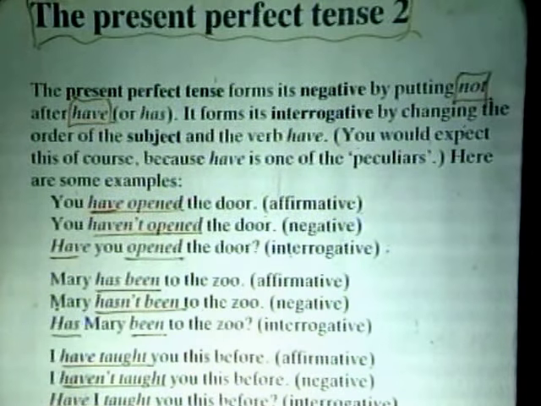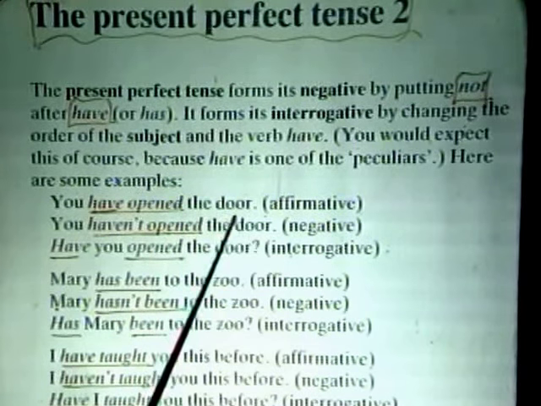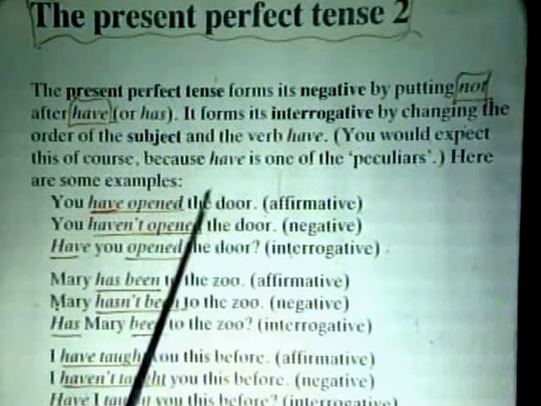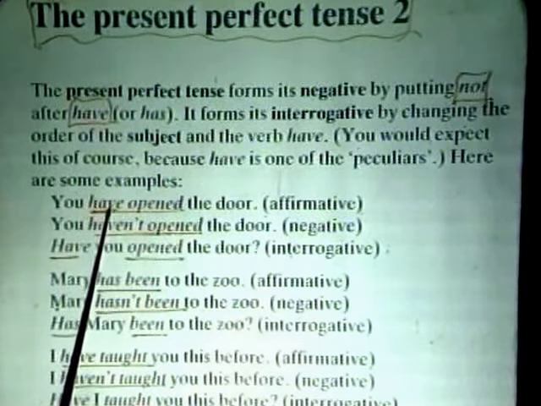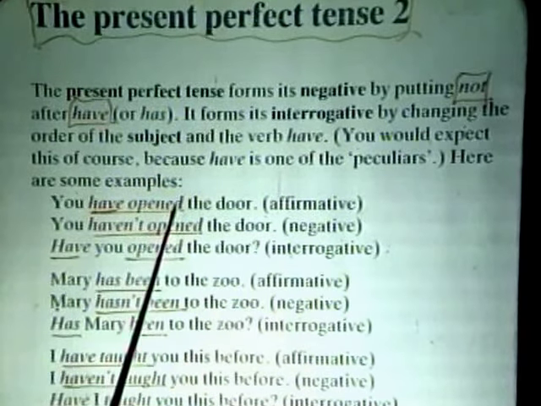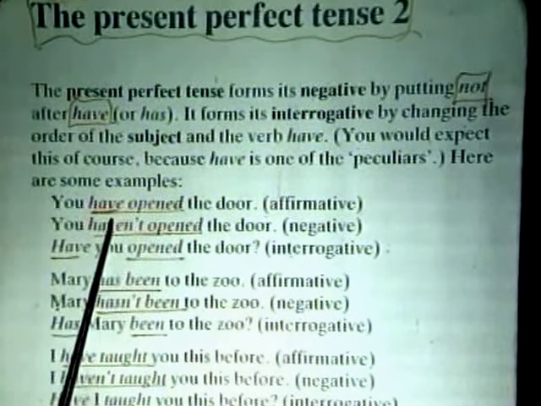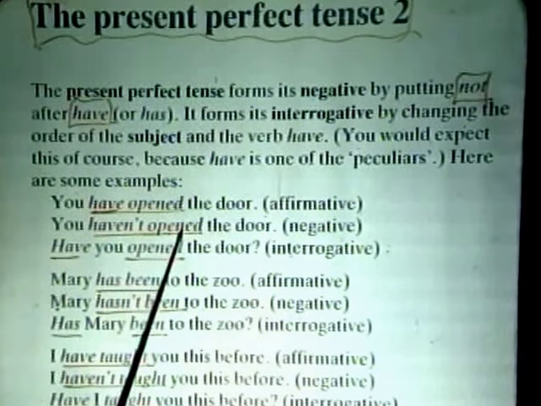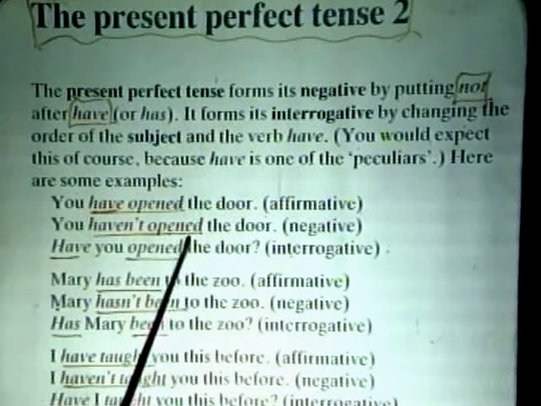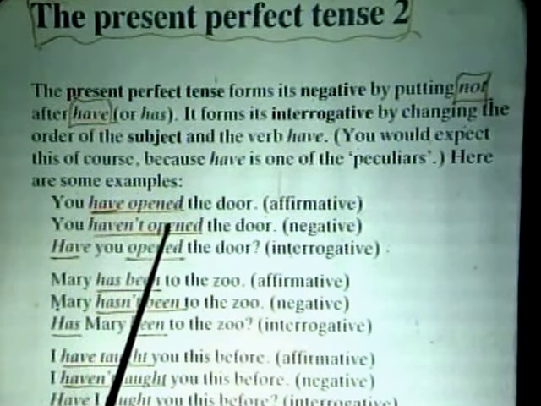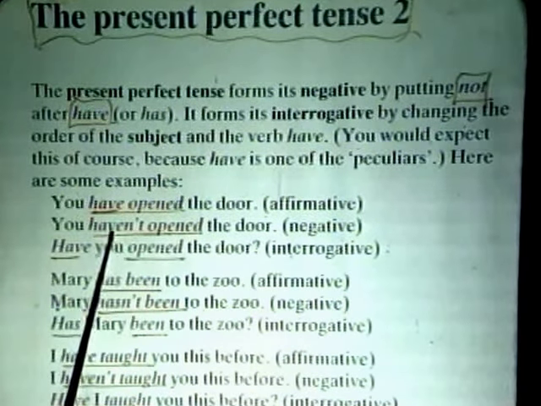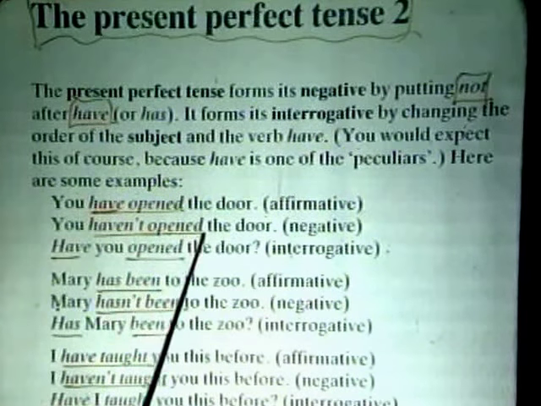For example, the first sentence: you have opened the door, which is an affirmative sentence, a statement. You is the subject, have is the auxiliary here, and opened is the third form of the verb, V3. So this is how we have the present perfect. Then the second one: you haven't opened the door. The change we have made here is that in between have and the V3 we have put one word, that is not, making it negative. So this is how we make negative sentences in the present perfect tense.